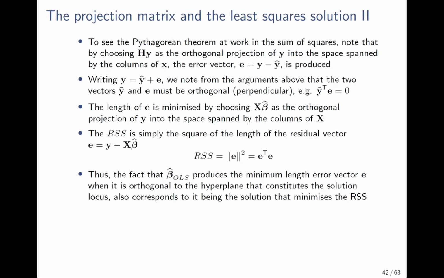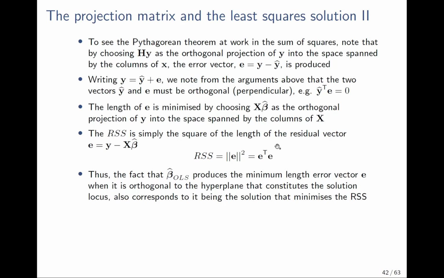To see the Pythagorean theorem at work in the sum of squares, note that by choosing Hy as the orthogonal projection of y into the space spanned by the columns of X, we produce this error vector. Writing y as the sum of the fitted values plus the error vector, we note from the argument above that these two vectors must be orthogonal. That is, the inner product y hat transpose e must equal 0. And of course they must be orthogonal simply because y hat is in the column space of X and e is orthogonal to it.